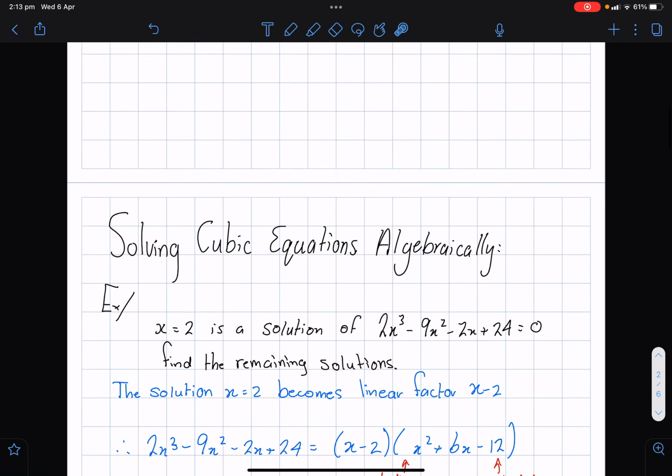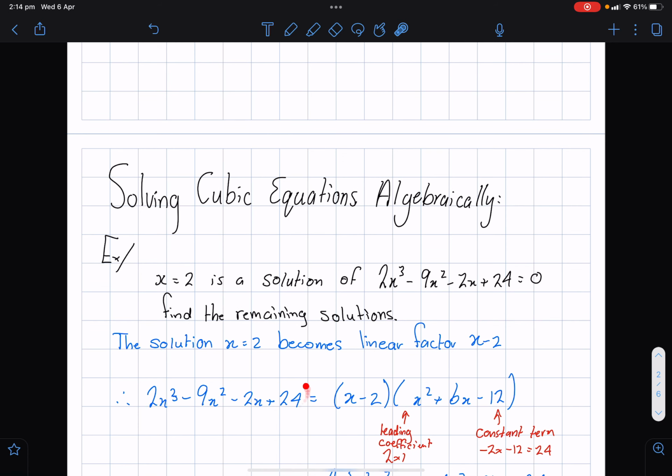We write out our polynomial on the left-hand side, 2x cubed, take 9x squared, take 2x plus 24, equals that linear factor times a quadratic. Now, in the previous chapter, we would have had a and c here, but there is actually a way we could find those. We look at the term for x cubed in the original polynomial and divide it by x. That will give us this here, so we actually need a 2 in here. We can check that by expanding back out: x multiplied by 2x squared is 2x cubed.